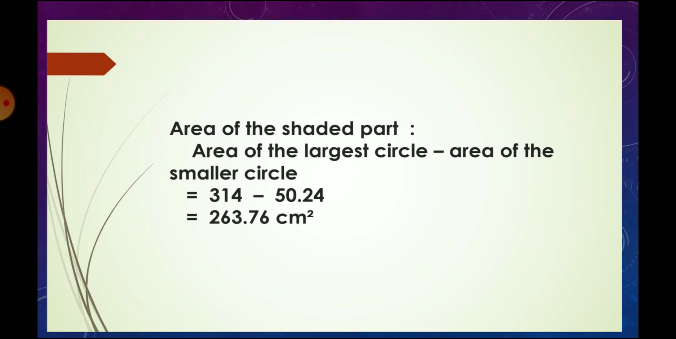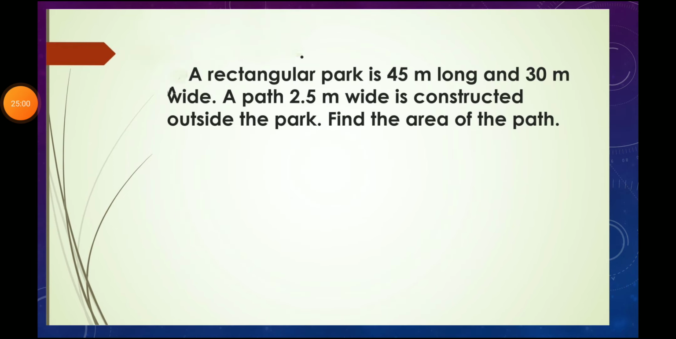Okay, so then the area of the shaded part. After finding the area of the larger circle and the area of the smaller circle, we should subtract both of them. So subtract the smaller from the larger. Okay, so 314 minus 50.24. So after that we can get 263.76 centimeter square.